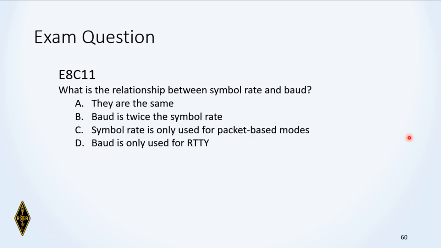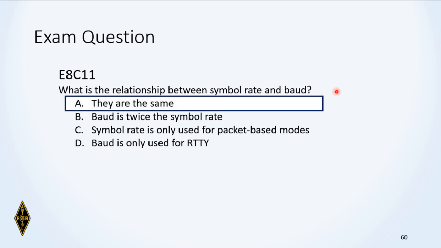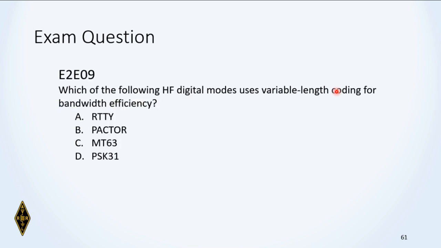Those are all different ways that it can be used. What is the relationship between symbol rate and baud? They're the same. Thank you for not getting tricked. Which of the following HF digital modes uses variable length coding for bandwidth efficiency? There was only one that we mentioned. It was PSK31, right?